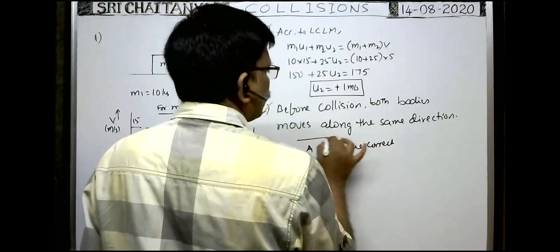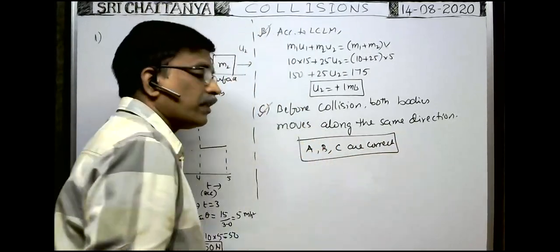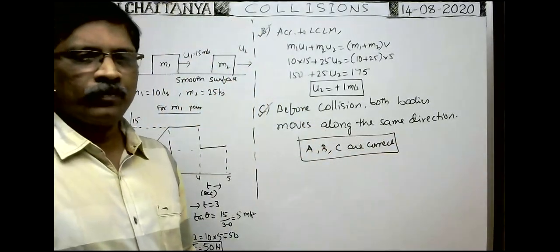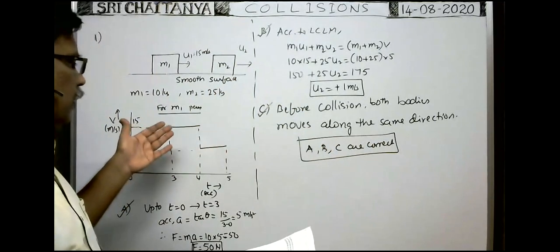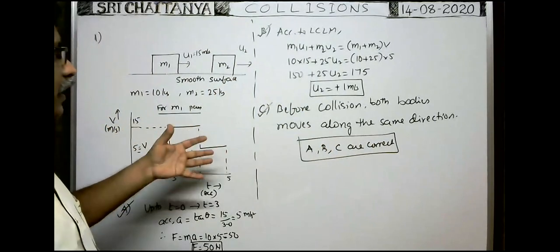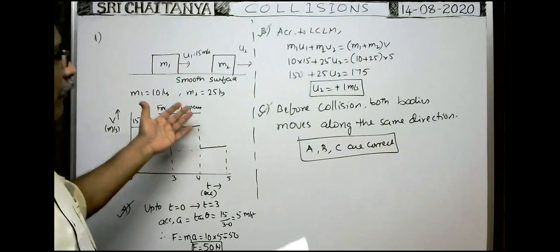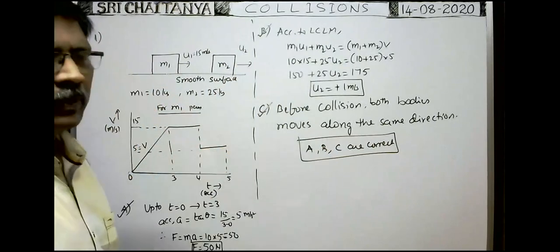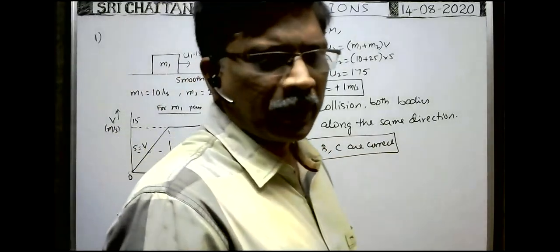So this is the answer. In this way they may also ask the problem. Here, the velocity varies with time. A graph will be given. In that case, from these graphs, they may ask what the velocity is after collision. Like that also they may ask. Okay, so this is also one important problem.